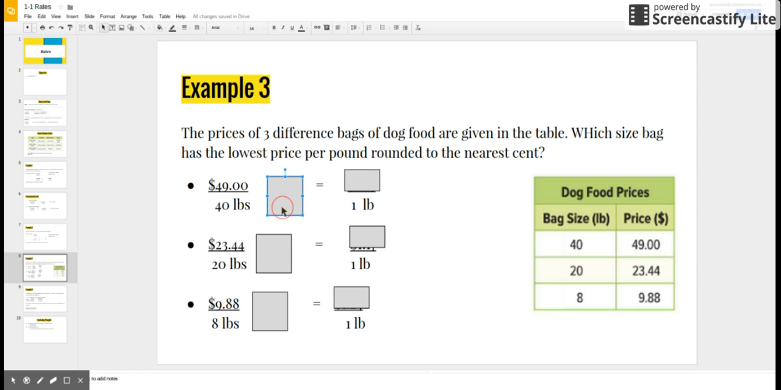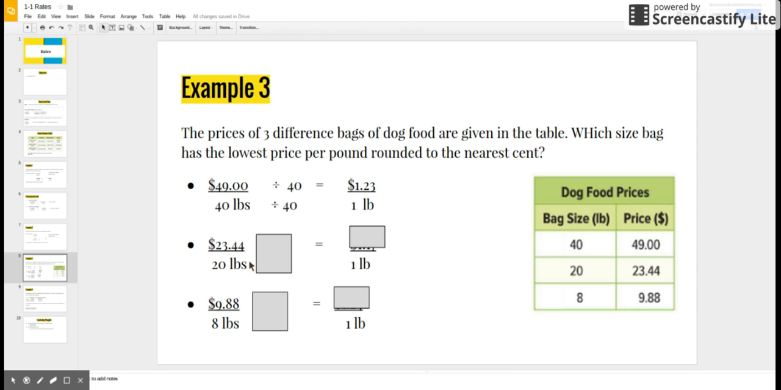40 divided by what will get me 1? Well, 40 divided by 40 gets me 1. So whatever you do to the bottom, you have to do to the top. 49 divided by 40 gets me $1.23. So in other words, it costs $1.23 per pound for this first one.